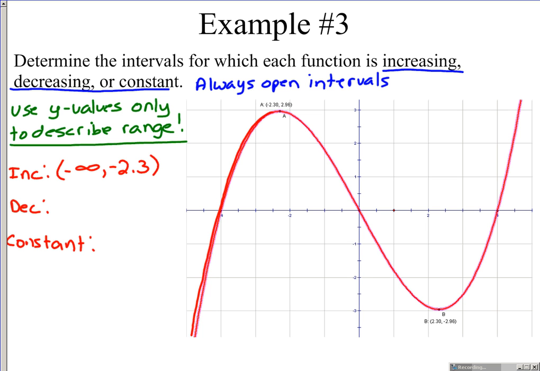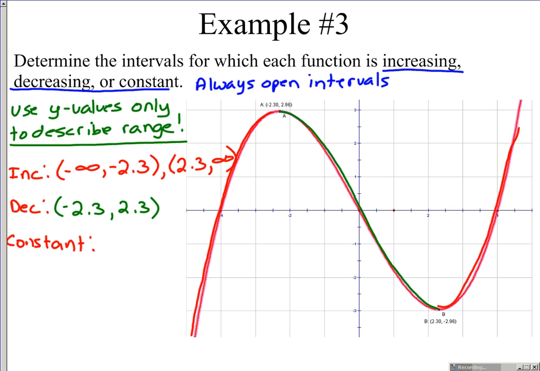As we continue traveling along this curve, and now I'm going from this point down here, now we are no longer increasing, we are decreasing from x equals negative 2.3 to x equals positive 2.3. Once we get to that point, what are we doing over the rest of the function? Now again, we are increasing from where to where? From x equals positive 2.3 out to infinity, and this function never is staying constant.